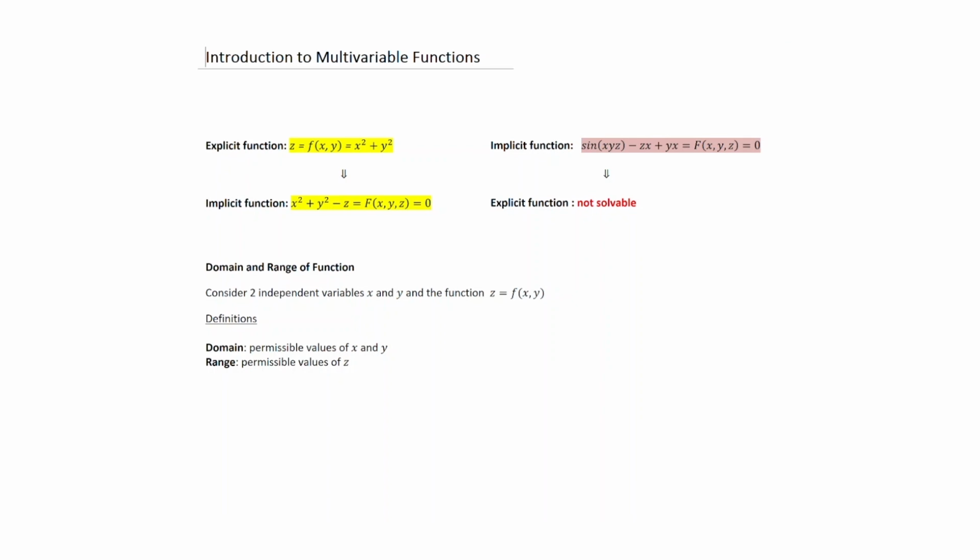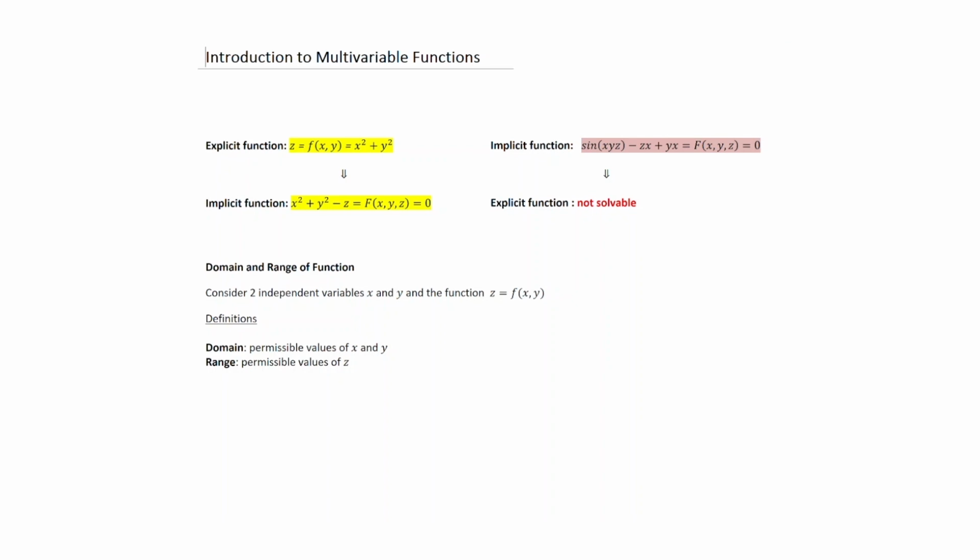Now I can take the same function and write it in an implicit form, which means I need to basically bring everything over to one side, which means on the other side it is 0. So for instance, if I subtract z from both sides, then I get x squared plus y squared minus z equals 0. And then I replace that whole group of things on the left by some function f, a function of x, y, z, which I set to 0. So that is the implicit representation of the explicit function above it.